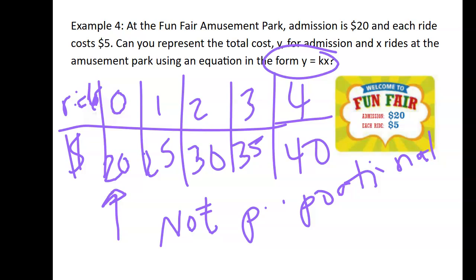So sometimes relationships are not proportional, so not all of them will fit this mold. So be looking for whether or not your relationship is proportional, because if your relationship is proportional, you could find the constant and make the equation.